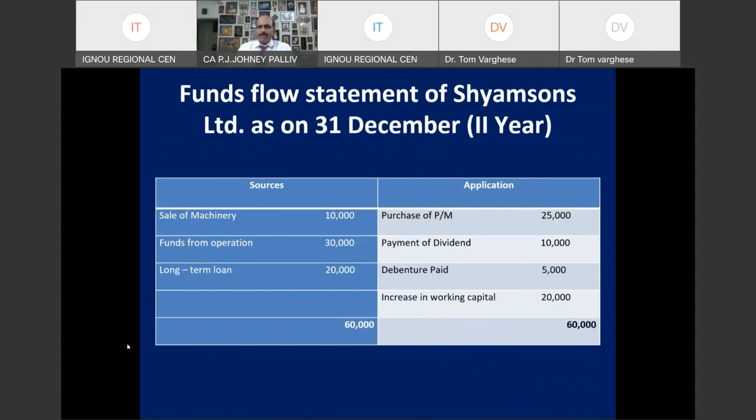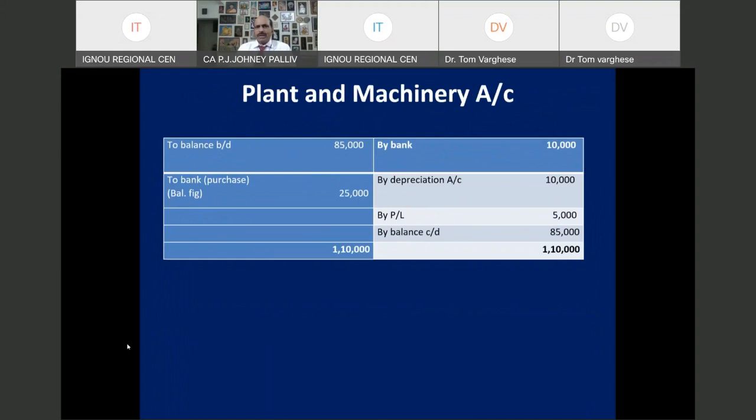Opening 85,000, sale cost price is 25,000, difference is 60,000. Still there is an opening and closing balance of 85,000. Therefore, there is a purchase of plant and machinery during the year, which is an application of funds, 25,000. This 25,000 is obtained from the plant and machinery account, which is a balancing figure. Those who are not able to follow, we will repeat it once again. Don't worry about this. Understanding this statement is very, very important for our day-to-day life and activities.